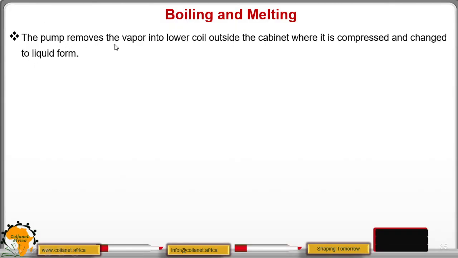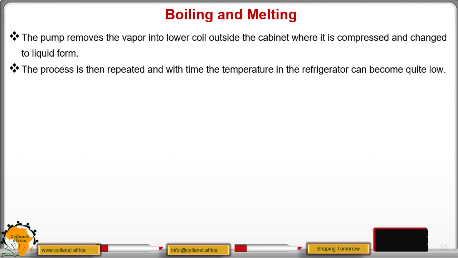So the pump removes the vapor into the lower coil outside the cabinet, where it is compressed and changed into liquid form, and the process continues. Because as it changes into liquid form again, it will go through the capillary tube, and then enter the freezing compartment at a wider tube. Again, it will evaporate and absorb the latent heat of vaporization. That way, the food inside will remain cold.